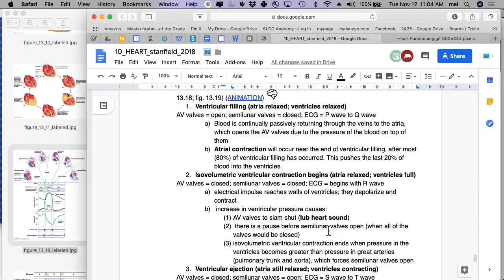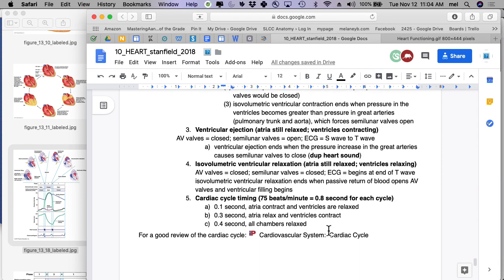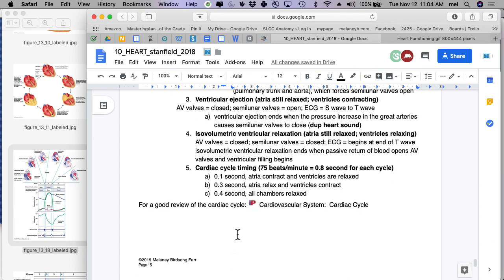Okay, so the cardiac cycle timing as we get into it. At a heart rate of 75 beats per minute, which is within normal, that gives you 0.8 of a second for each cycle. But what I want to reinforce to you is you spend as much time relaxed as you do contracted, because relaxation is important both for filling and also for delivering blood to the myocardium.